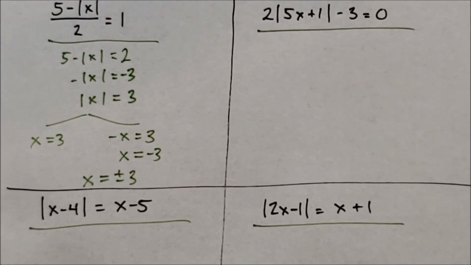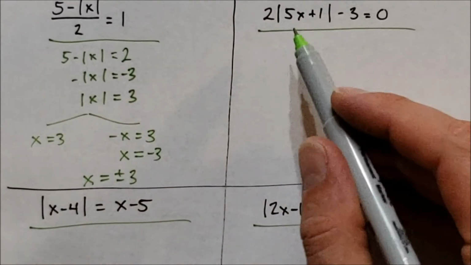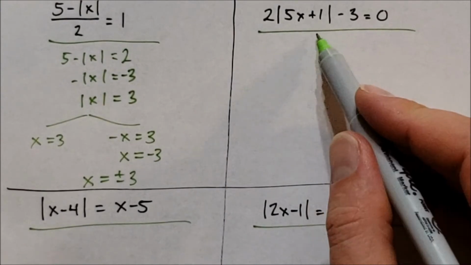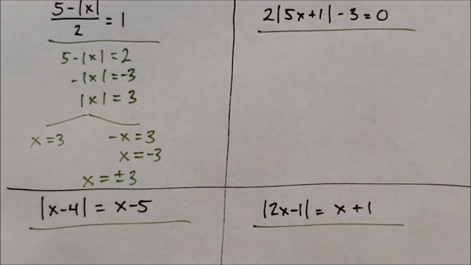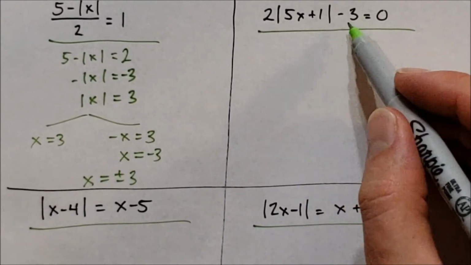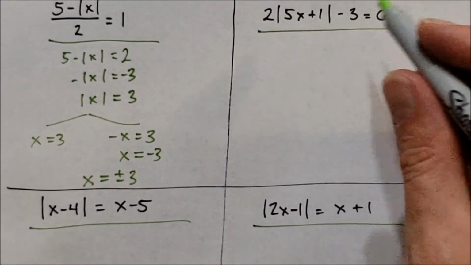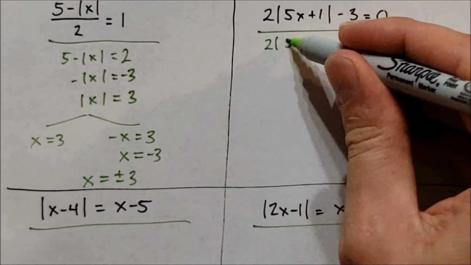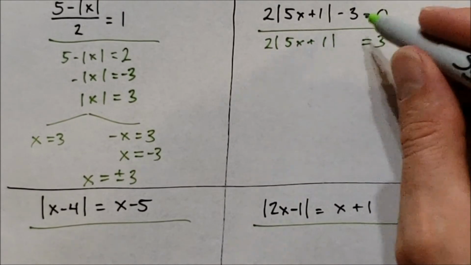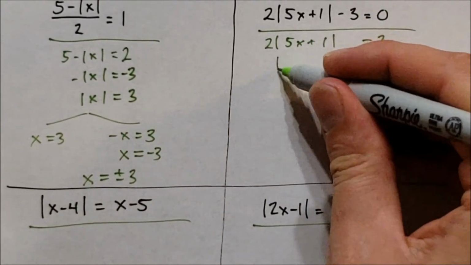Let me move that up so you can see it. Okay, the problem on the right. Again, our first task is to isolate the absolute value bars, and then we will divide it into two different problems. We have to move the -3, we have to move the 2. Add 3 to both sides, and we have all of this equals 3. Divide by 2.